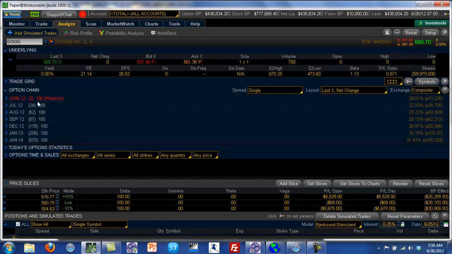So the June 5th weeklies has 3 days to expiry, and the July has 24, the August has 52, and so on and so forth. The 100 just tells you that each options contract is equivalent to 100 shares of Google. Then on the right hand side, what you have is the implied volatility of these options.